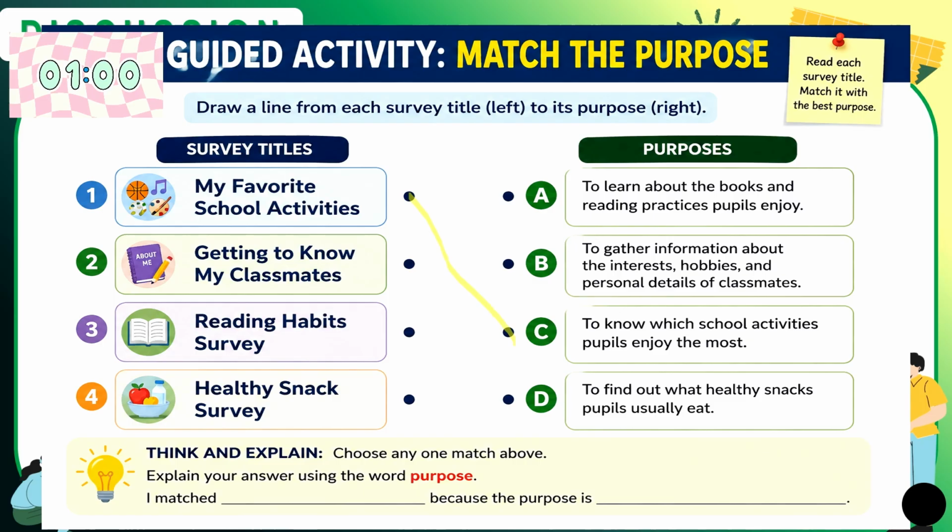Okay, so number 2, what do you think is the answer? The correct answer is letter B, Getting to Know My Classmates. The purpose is to gather information about the interests, hobbies, and personal details of classmates. The survey is meant to help the pupils learn more about one another. So questions may be about hobbies, interests, favorite things, or simple personal information. Moving forward to number 3, Reading Habits, the correct answer is letter A.